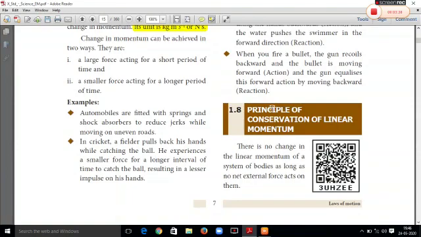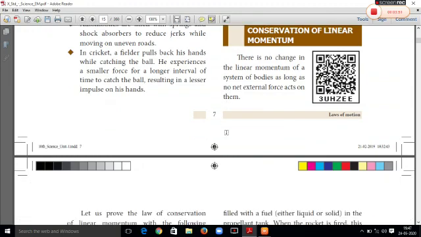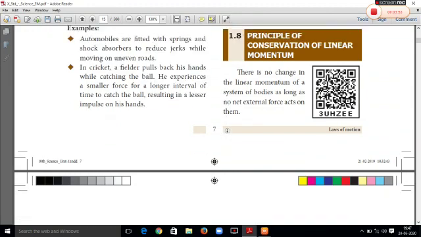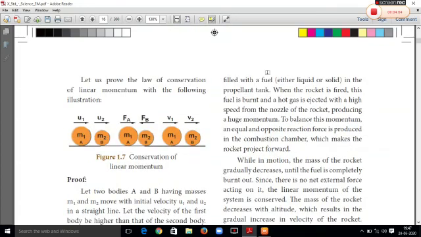Next topic, principle of conservation of linear momentum. If no external force acts on an object, then the total momentum of the system remains constant. So, the principle of conservation of momentum states that there is no change in the linear momentum of a system of bodies as long as no net external force acts on them. Let us prove this law.